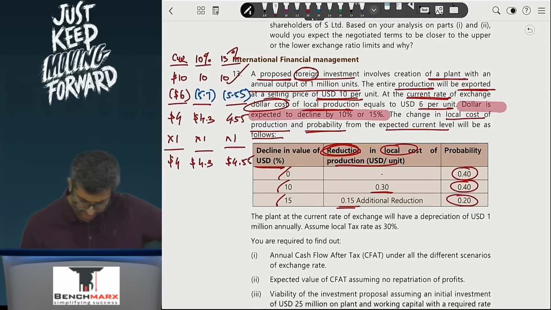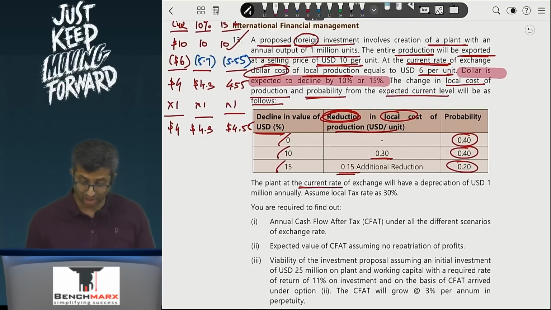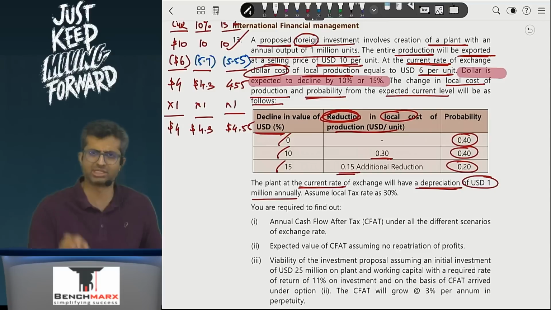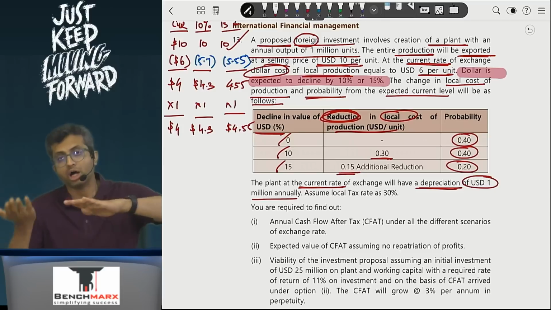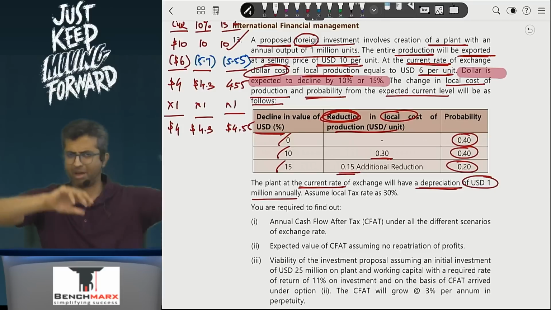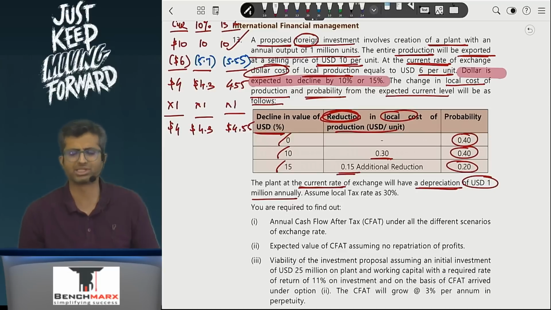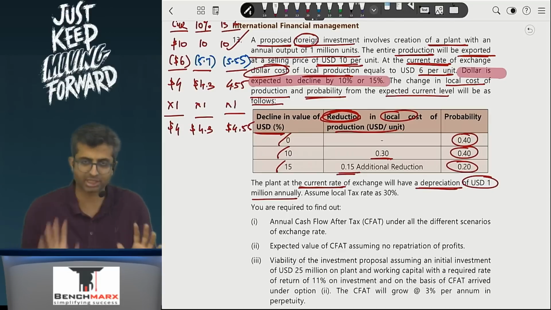These are the probabilities. Now again, the plant at the current rate of exchange will have a depreciation of 1 million annually. Maybe you are converting everything back into USD and working based on a USD approach. So as per the USD approach, your selling price is already in USD. Whatever was the local production cost, you converted it back into USD and that came to either 6 or 5.7 or 5.55. So when the exchange rate was declining, your dollar cost reduced. It went from 6 to either 5.7 or 5.55. In a similar way, at the current exchange rate, depreciation is 1 million.